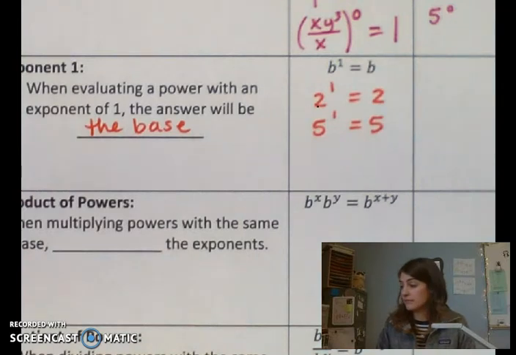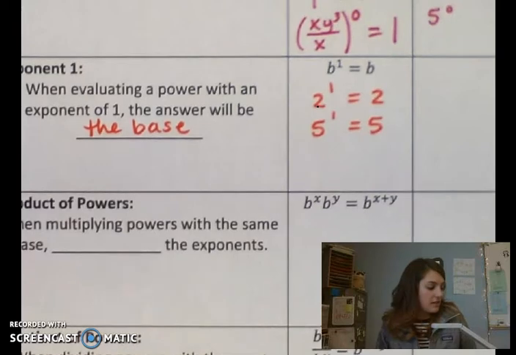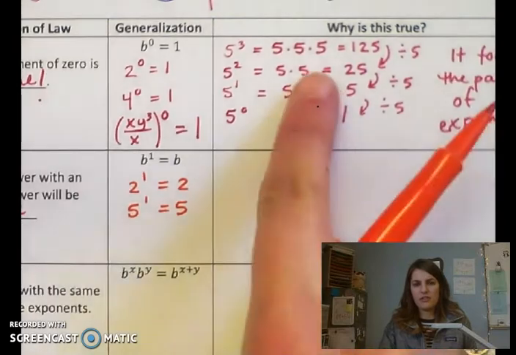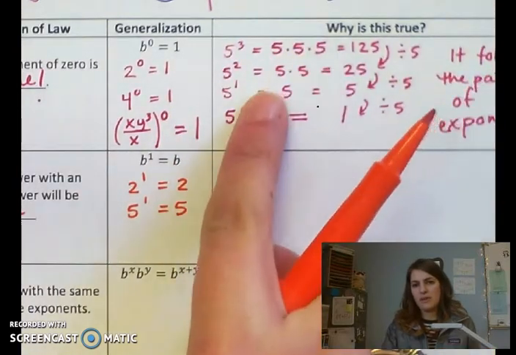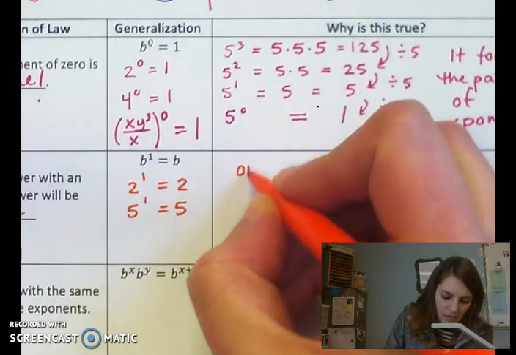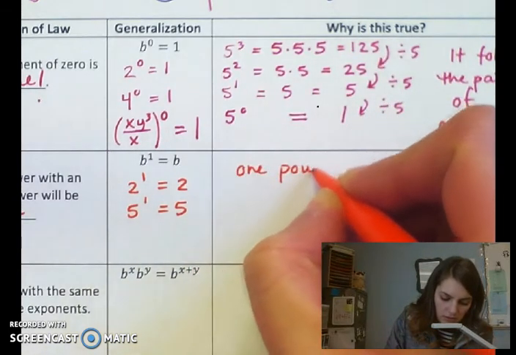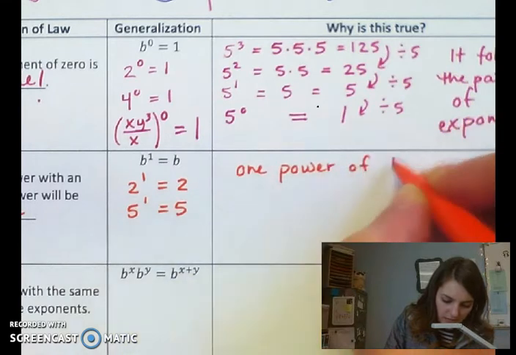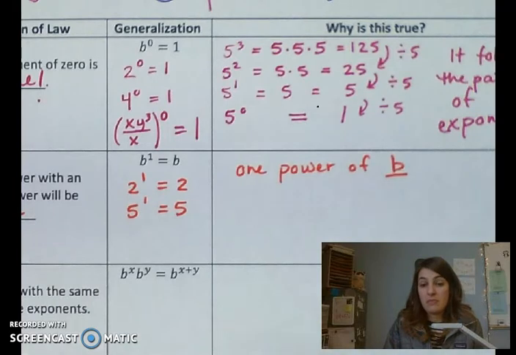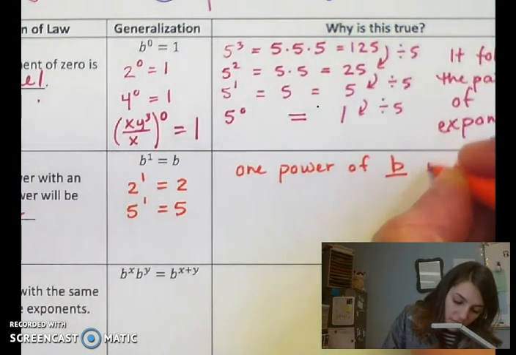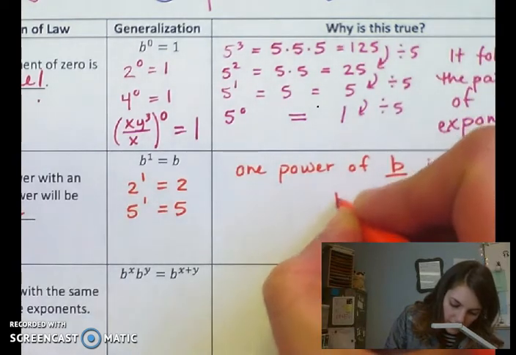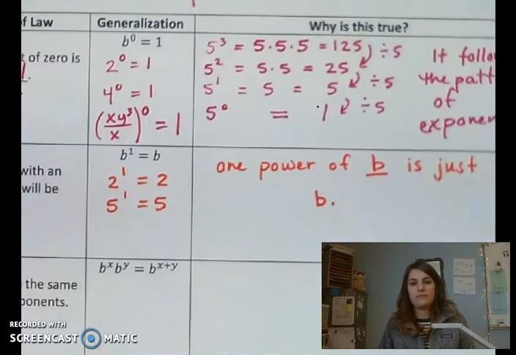And if we wanted to write a little explanation for this, we kind of can use the explanation that we just gave for the 0. We can see that it's just 1 power of that number. So we can say 1 power of b. We're going to use our generalization of b is just b. That one's pretty simple.